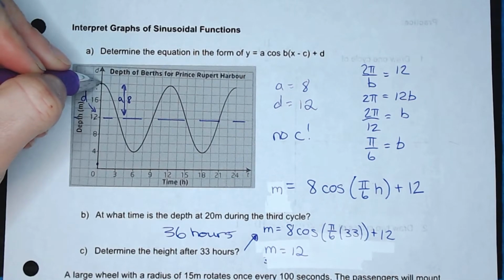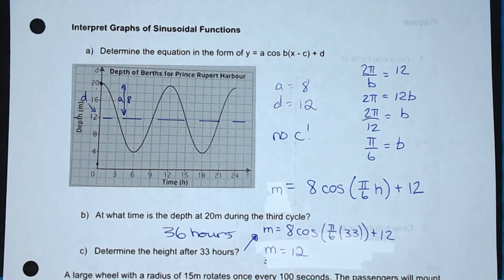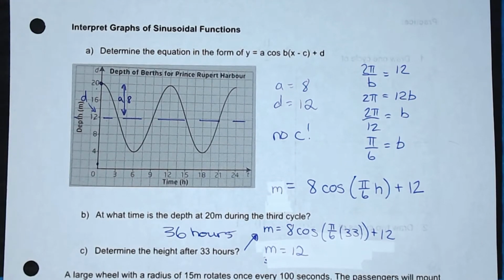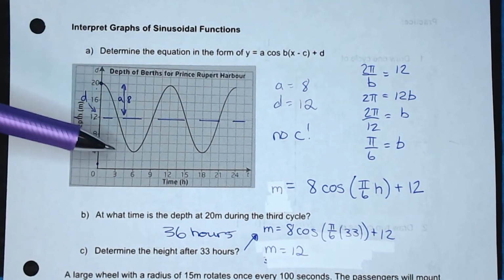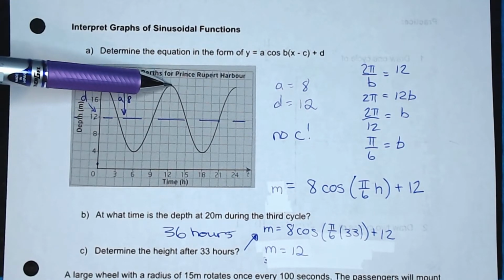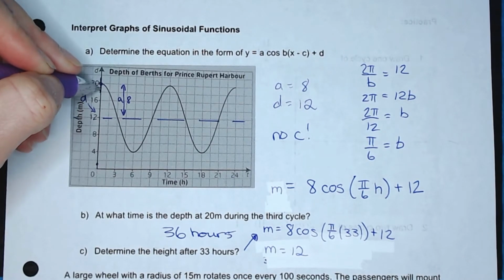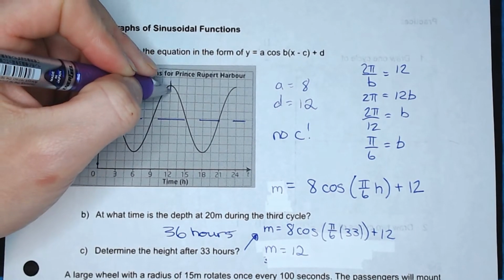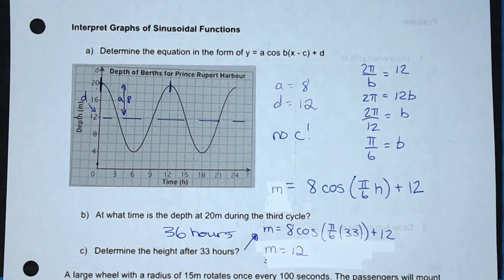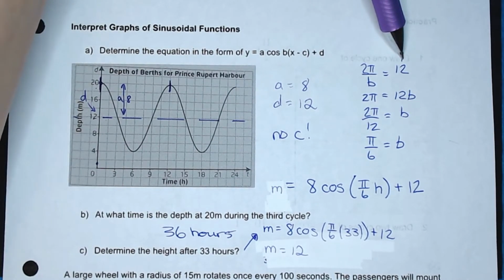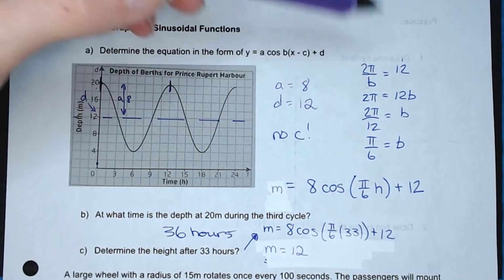So because this graph is starting at the very highest point at time 0, then you can be confident that there is no horizontal shift. So there's no c value. The last thing that we need to do is solve for b. We know that one period of the graph, one cycle of the cosine graph, goes from 0 up to 12, and then it starts repeating itself. So the period is 12, and we can solve for b once we know that.